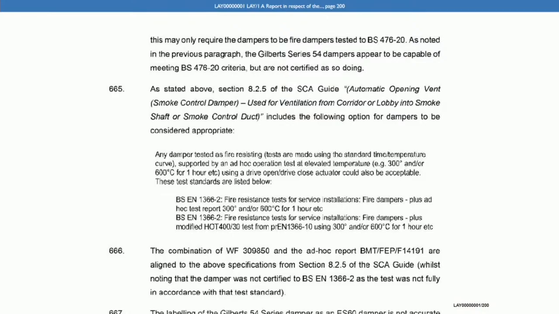Now, just to be clear, your opinion is that the Gilbert's dampers did not actually meet any of the SCA recommendations because they were not tested in accordance with any of the test procedures specified in the SCA guide. That's right, isn't it? If we're going to treat the wording in the SCA guide as prescriptive, it's a little bit tricky because they were tested to a standard, 1366 Part 2, but they modified the protocol of that standard so you couldn't be classified under that standard. Yes. They did measure smoke leakage during that test and they did check for integrity and the ability to resist spread of fire. It's a bit of a weird one, really.